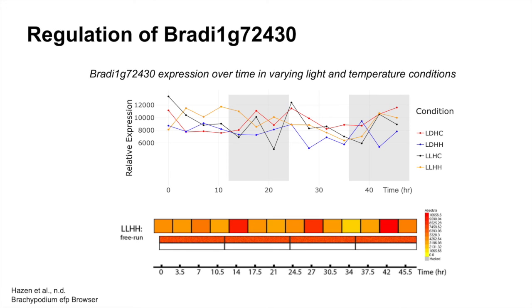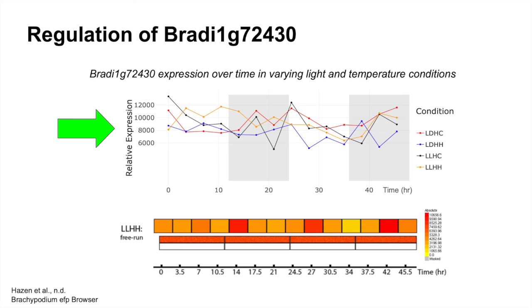The expression of the Bradi1g72430 gene over time in varying light and temperature conditions was analyzed using data published by Dr. Hazen in his lab, along with the experimental data from the EFP browser site. Based on the results obtained, the gene is likely not regulated by thermocycles or photocycles as shown in the top graph, where there is no discernible regular cyclic movement in any of the 4 light, dark, and heat conditions.